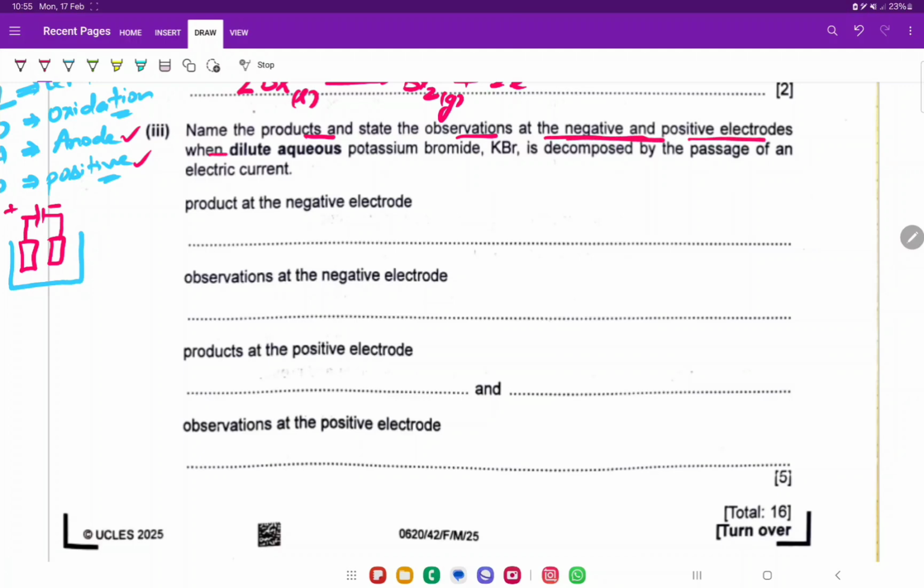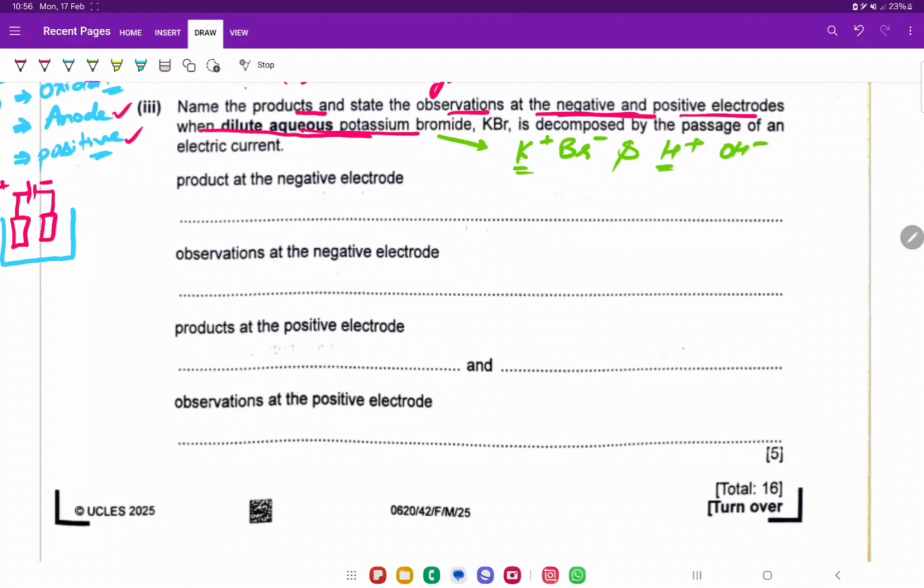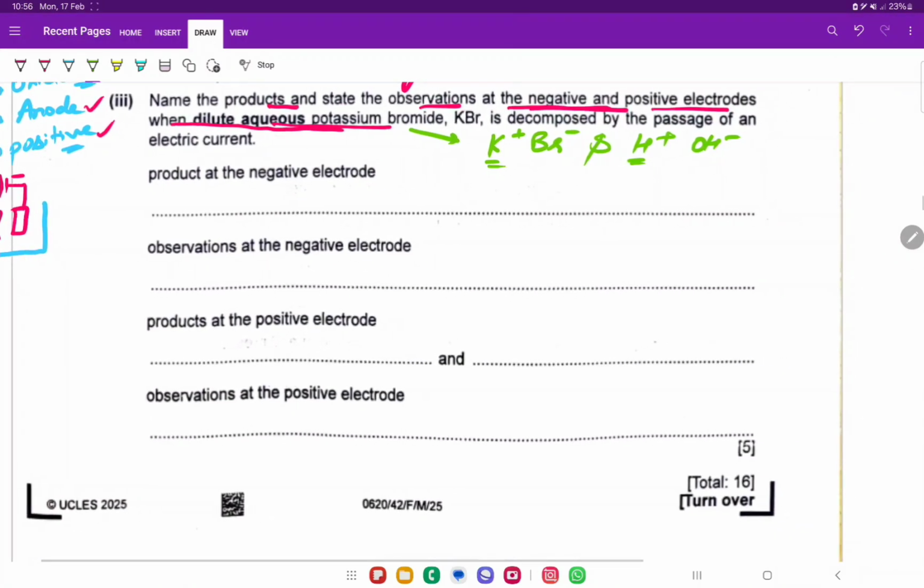positive electrodes when dilute aqueous bromide. Now this question has another thing, which is dilute aqueous bromide. The bromide will have K plus and Br minus ions, but the water along with it will also have H plus and OH minus ions, which are from water. That is, there will be 2 cations and 2 anions in my aqueous dilute potassium bromide solution.